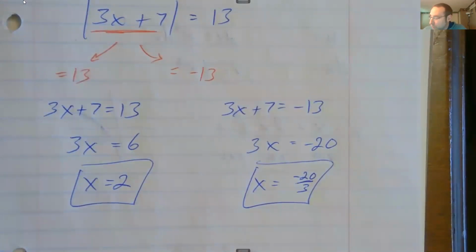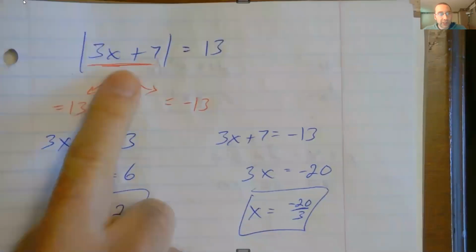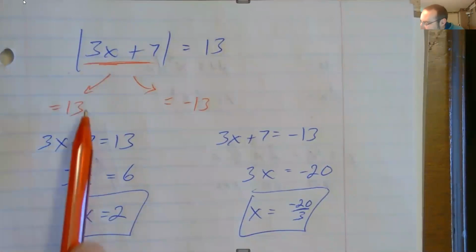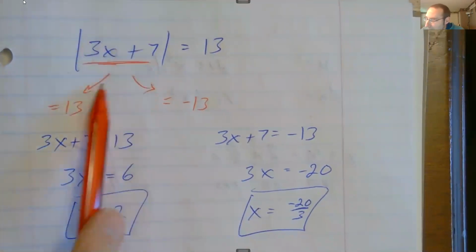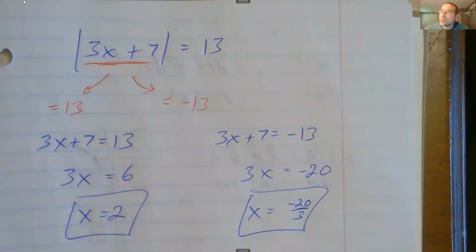And again, if I were to check those by plugging them back into that original absolute value equation, I would get the absolute value of 13 equals 13, and the absolute value of negative 13 equals 13. So the big step to keep in mind is this idea that you look at what's in there, and you make one equation where it's equal to positive 13, and one equation where it's equal to negative 13.